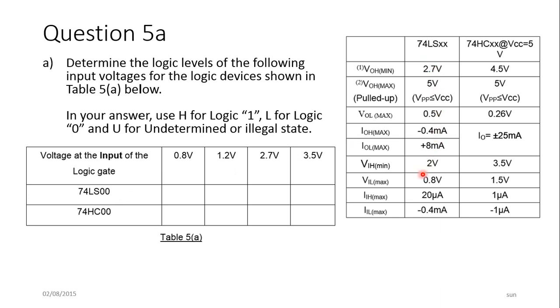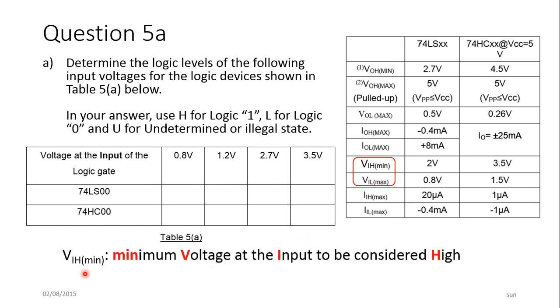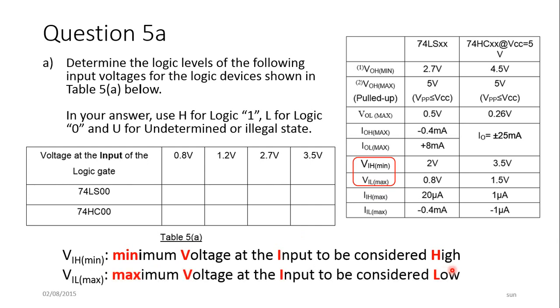Here we are interested in two input voltage parameters, namely VIH min and VIL max. VIH min represents the minimum voltage at the input to be considered high, while VIL max represents the maximum voltage at the input to be considered low.